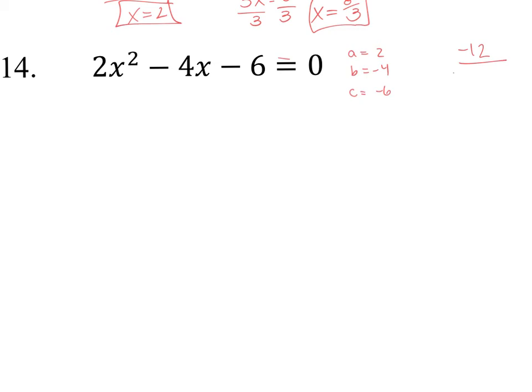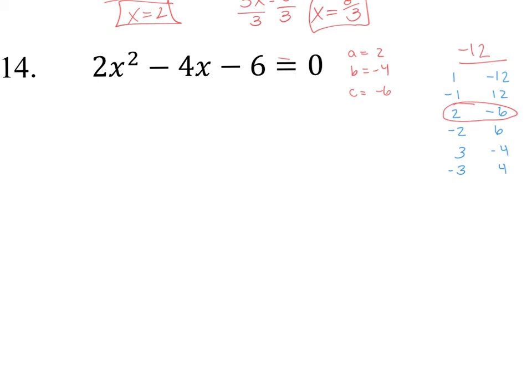Okay, so that means 1 and negative 12, negative 1 and 12. 2 and negative 6, negative 2 and 6. 3 and negative 4, and negative 3 and 4. Okay, then I need to find which one of these factor pairs adds up to give me a negative 4, because that's B, and I am choosing this one, because 2 plus negative 6 gives me a negative 4.